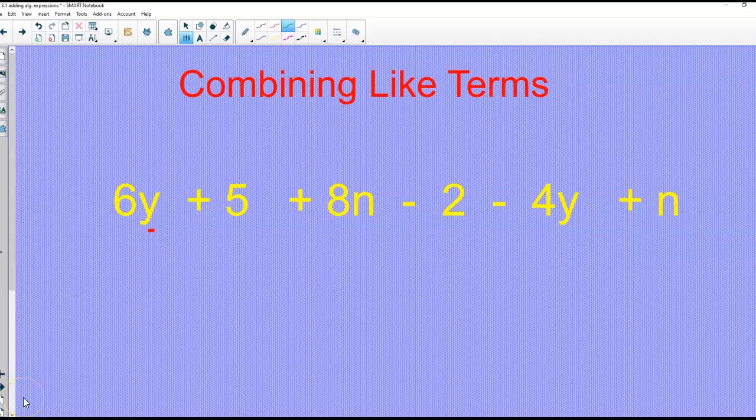Hey guys, I am here today because I wanted to introduce to you combining like terms. Over the past couple days, we've worked on some vocabulary and we worked on determining what a like term is or is not. And our next step in this process is to do some combining. So that is what we're going to work on here today. But first, let's recall what a like term is.